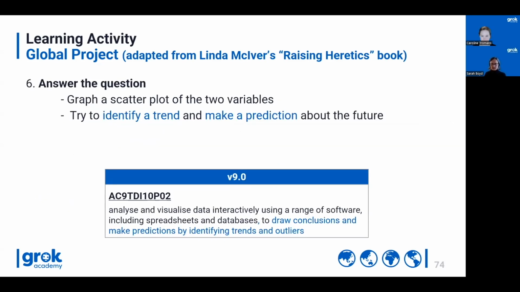And then step 6 would be, once you've formulated your question, you want to answer the question. A good thing to do is to graph the data to try and answer the question. So if I wanted to see if happiness is correlated with GDP, I would try and graph happiness and GDP, identify a trend, and maybe make a prediction.